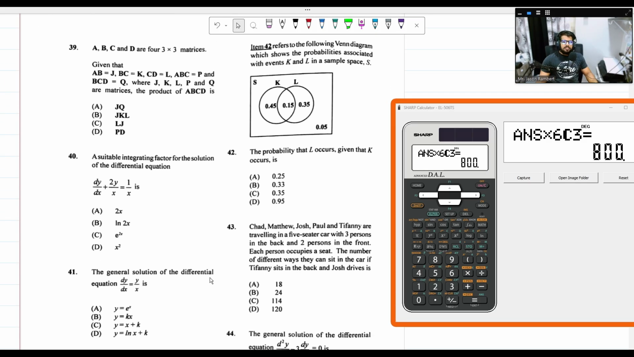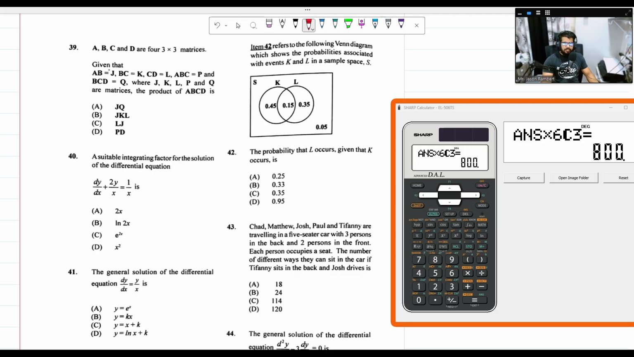A, B, C, and D are 4 3 by 3 matrices. So A, B is that, B, C is that. Alright, so they give us a whole set of multiplications and representations, right? At the end of the day, we want to know what A by B by C by D is.